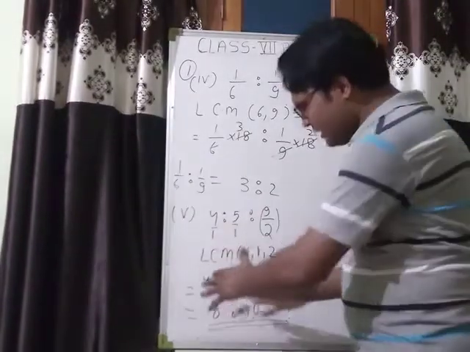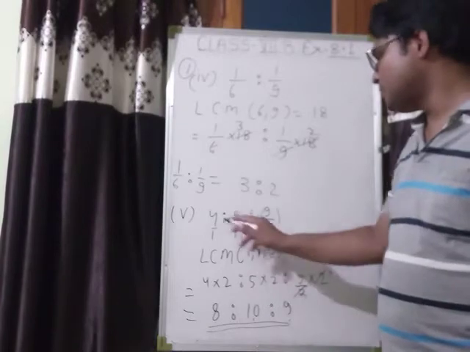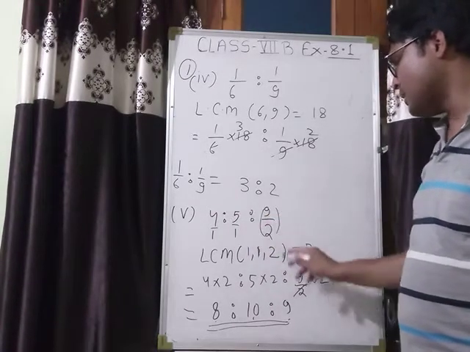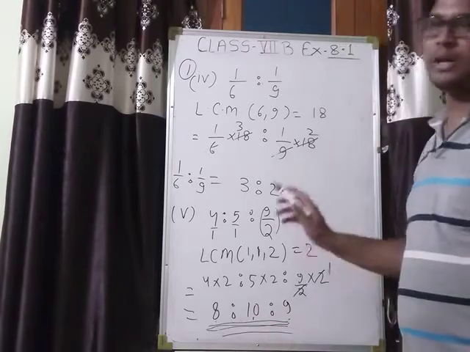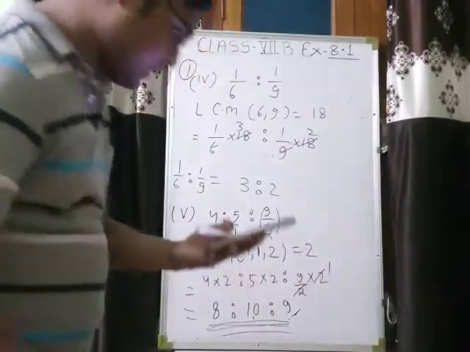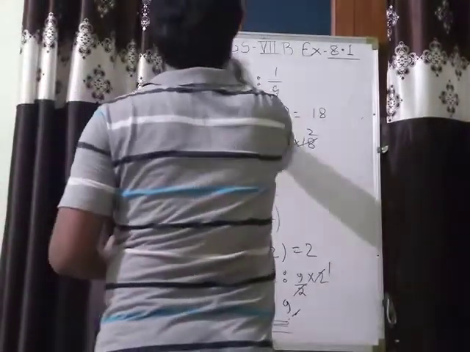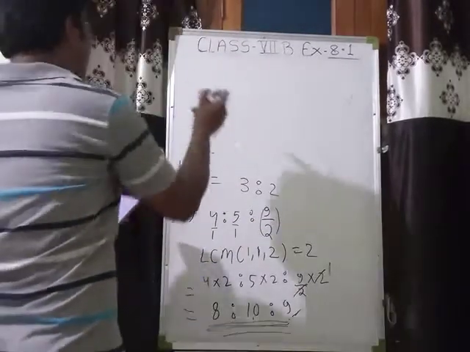So this is already in simplest form. So the simplest form of 4:5:9, multiplied by 2, is 8:10:9. Got it? So that is its simplest form. Now the next one, that is question number first, sixth part.